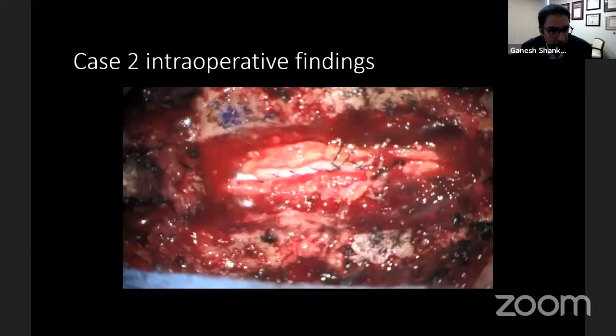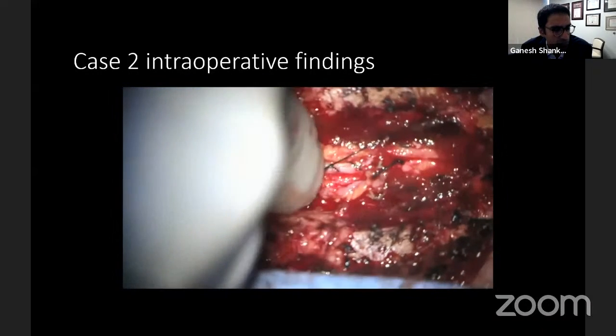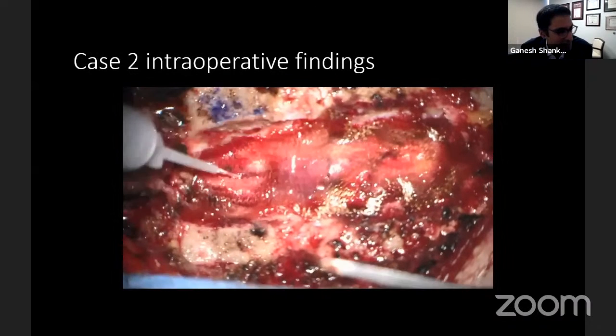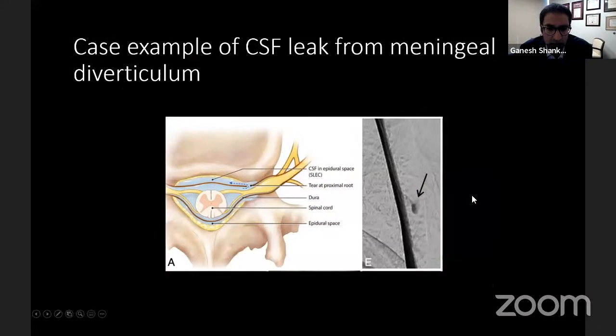tying that off, and then here close the dorsal dura, the midline dural opening that we make to approach this, and there's some fibrin glue on top of Surgicel. And so this is the final repair, and this patient did very well with resolution of her postoperative headaches. Here's an example of a type 2 leak.